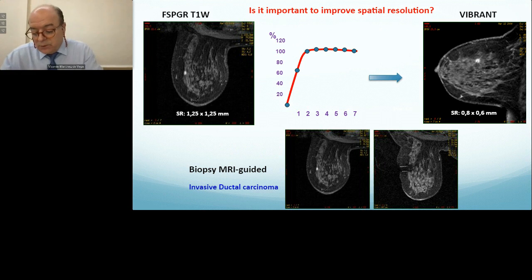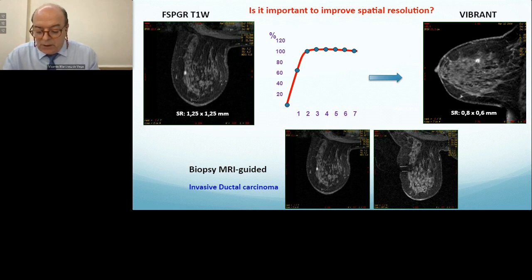It was 2004, and this patient was studied with a dynamic breast MRI 3D fast SPGR T1 fat suppression with a spatial resolution 1.25 by 1.25. A small nodule, 5 millimeters in size, was seen in her left breast. The margin of this lesion looked well-defined, and the kinetic pattern was type 2 curve.